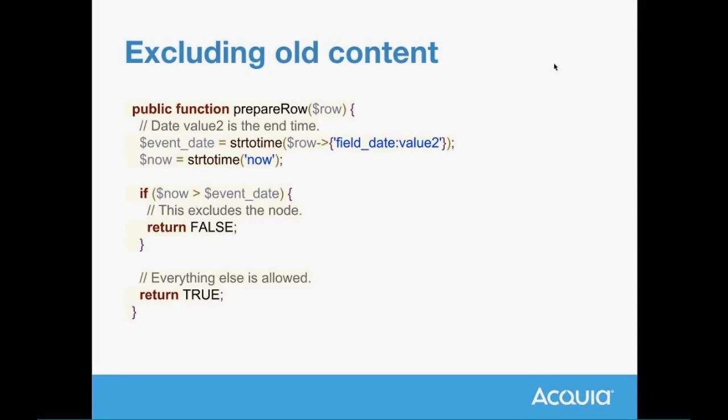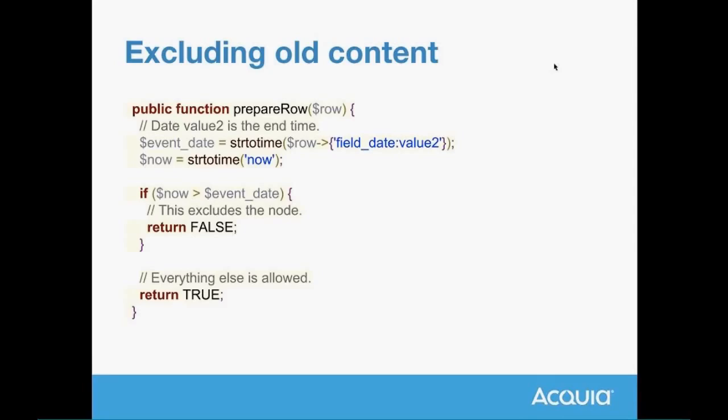The other thing you do is you return false for something, and that basically makes sure it does not get imported. So what I did was I checked the event date, which is using value 2, which would be the end time of an event, making sure that that has passed. I checked what the current time is right now, or at the time that I was doing this migration, and if now is greater than the event date, in other words, has the event passed, I return false, which means just ignore it. Don't bother with this row, leave it alone.